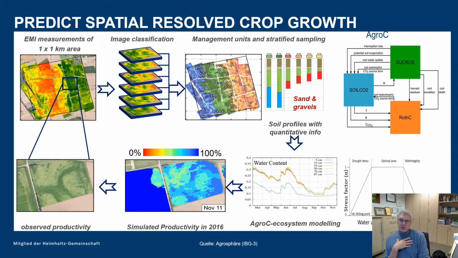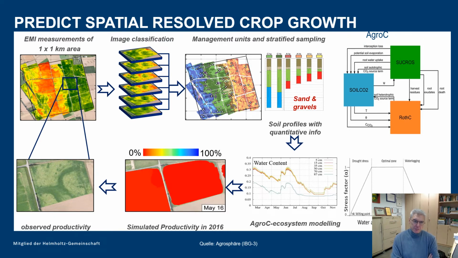We then use the Agro-C model, which is a combination of a water and solute transport model combined with a crop growth model and a carbon model to model the water content. And from that, we also are able to predict the productivity. In this case, for the year 2016, you can see the simulation emerging as time goes on.